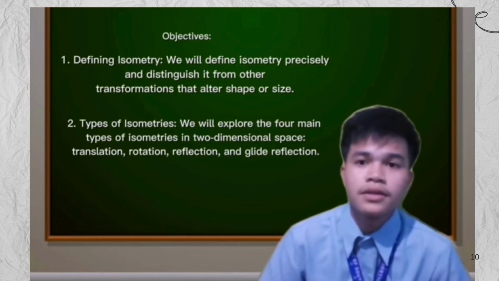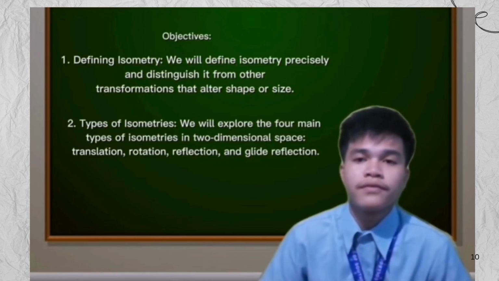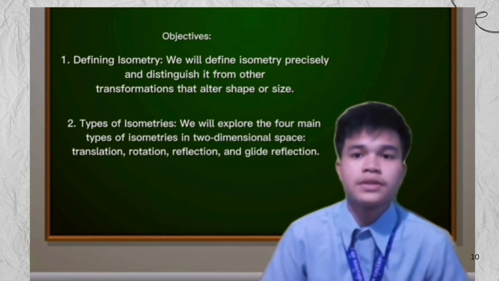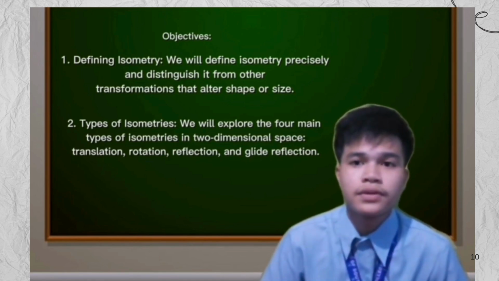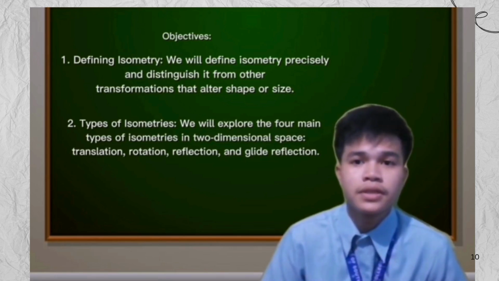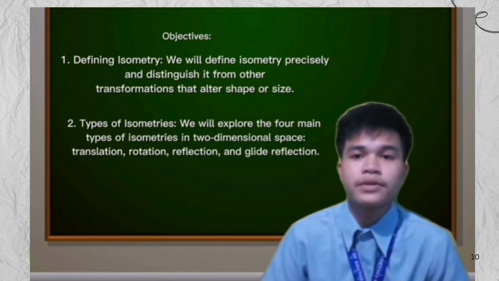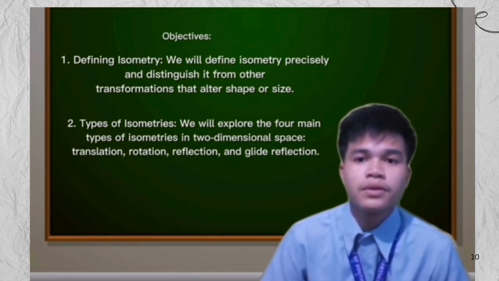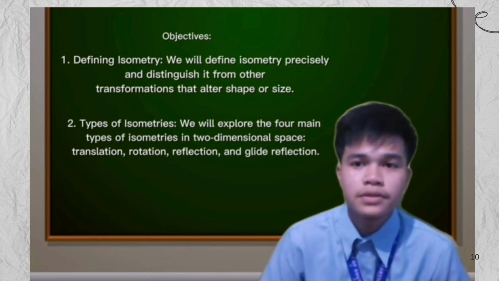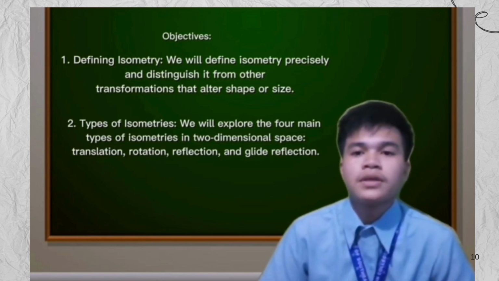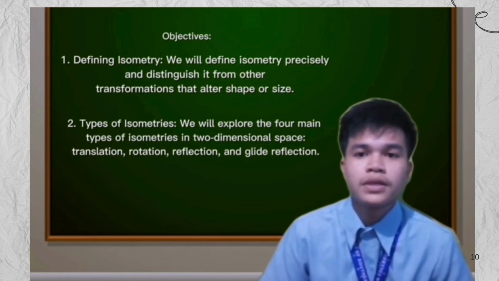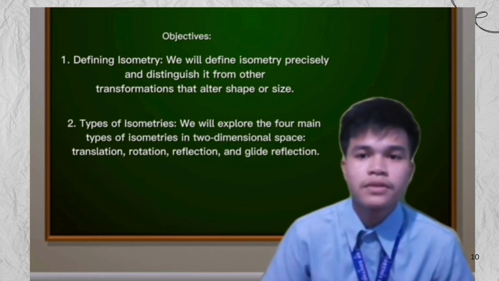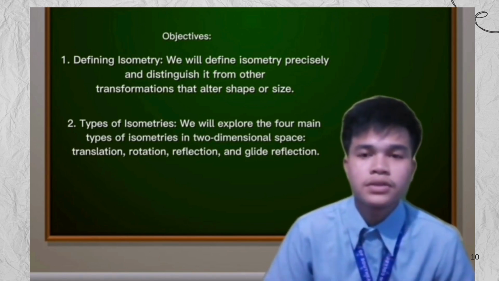First, the definition of isometry. We will define isometry precisely and distinguish it from other transformations that alter shape or size. And second, the types of isometries. We will explore the four main types of isometries in two-dimensional space: translation, rotation, reflection, and glide reflection.